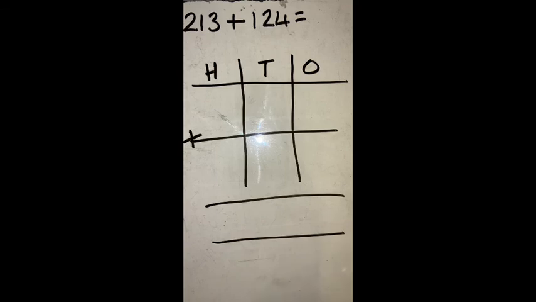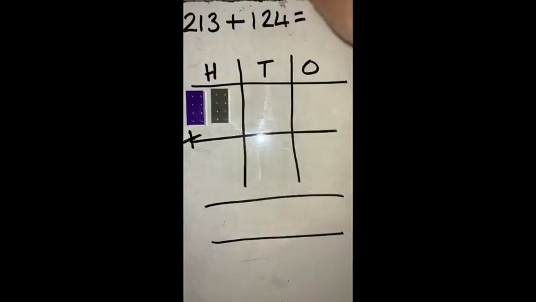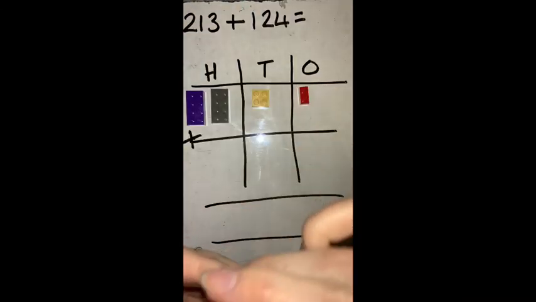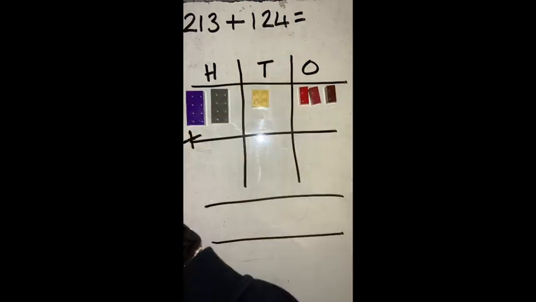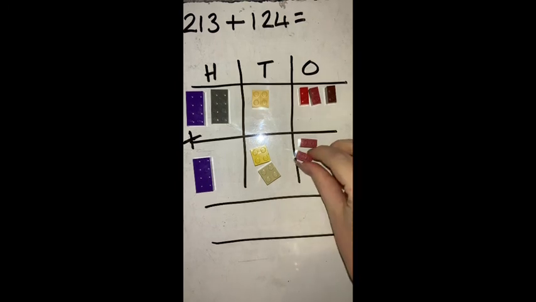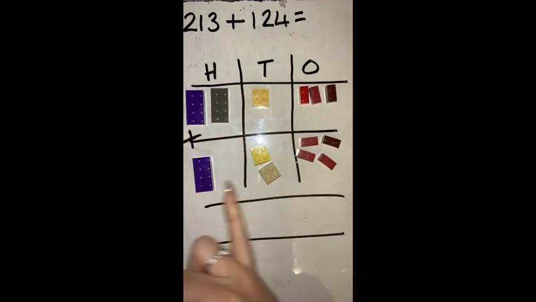Now I need to start to build the numbers with the resources that I've got, so I'm going to start by building 213. So I need 2 hundreds, I've got 1 ten, and I've got 3 ones. 1, 2, 3. Now for 124, I have 1 hundred, I have 2 tens, and I have got 4 ones. Okay, so I've built those numbers, 213 and 124.